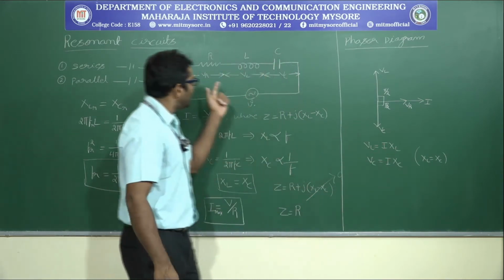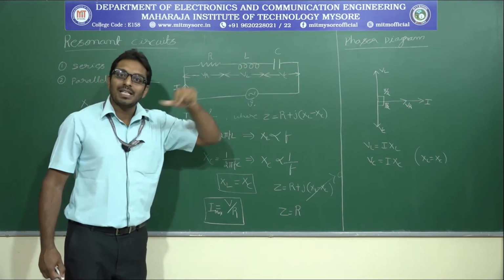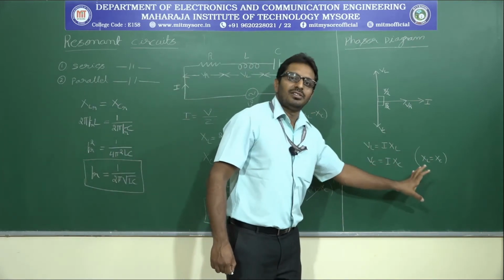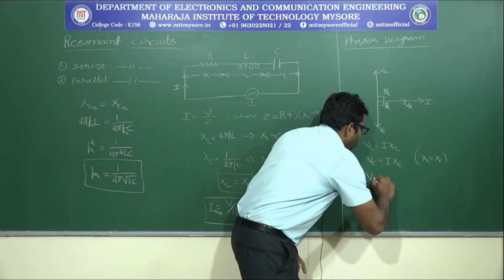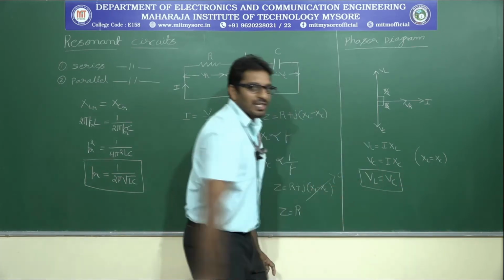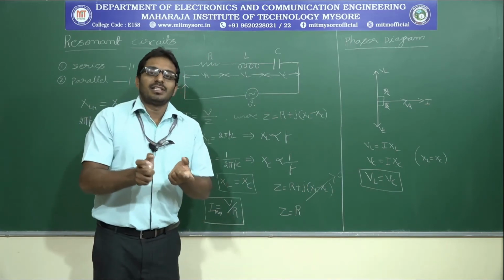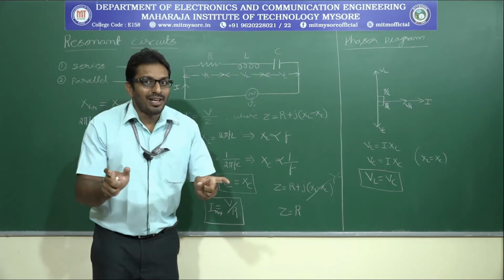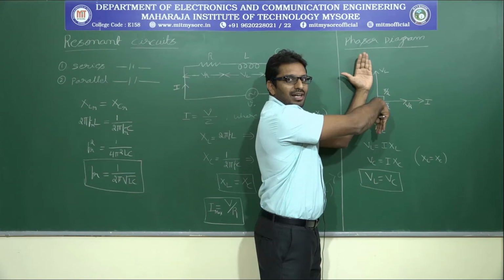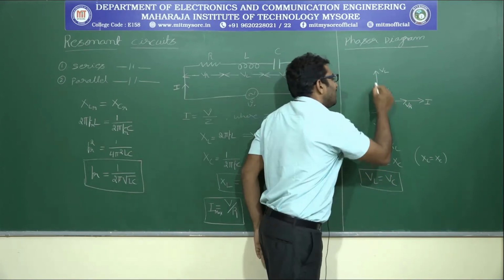Why is it the same current? Because it is a series circuit. The current through inductor and current through capacitor is the same. If the same current is multiplying with the same values, what happens? Obviously, VL is equal to VC. Both voltage across inductor and voltage across capacitor are equal, but both are in opposite direction. So these two quantities will get cancelled.